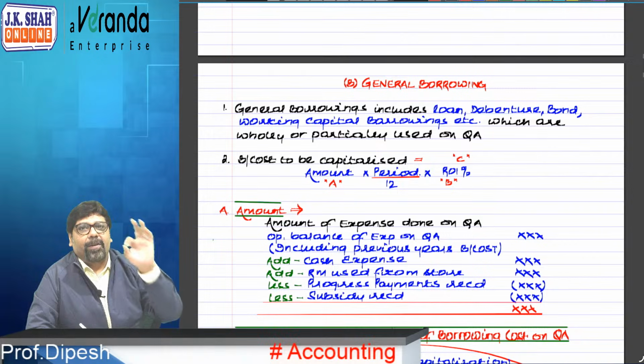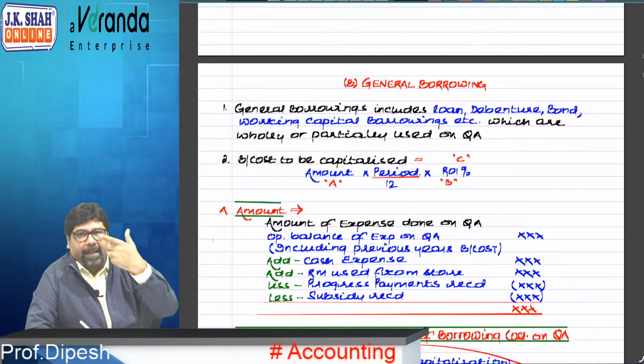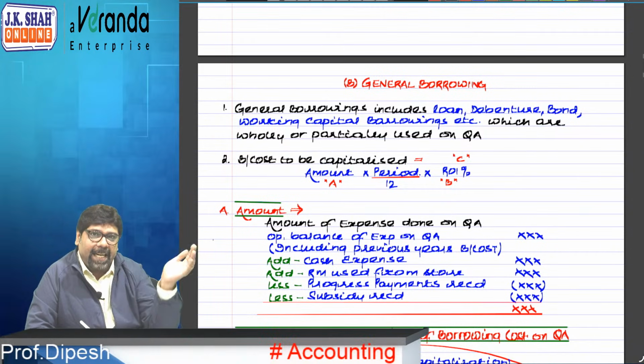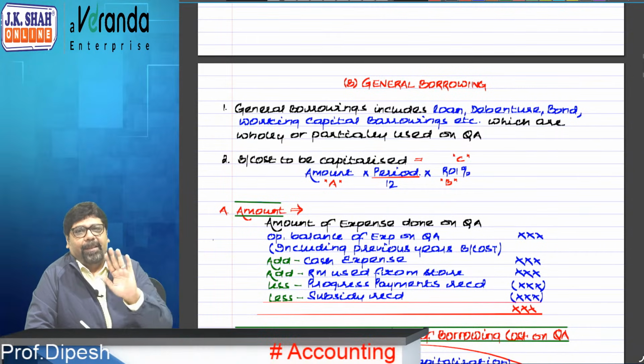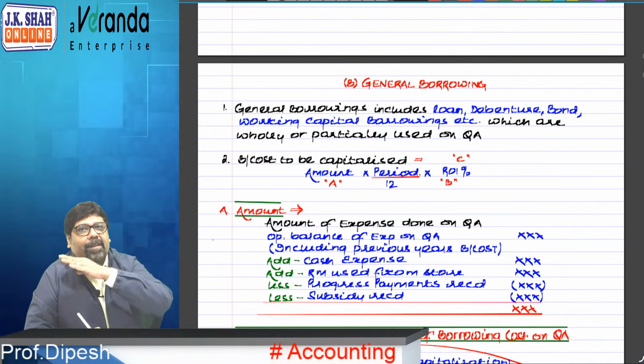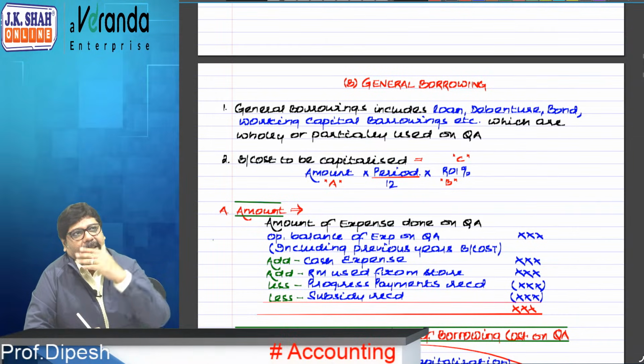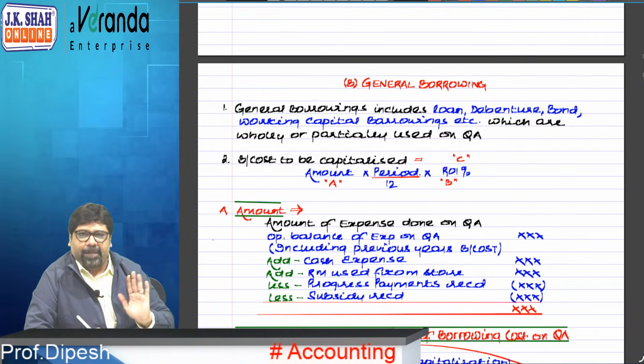Amount you have spent on qualifying asset. Period means start date, that is the later of date of loan taken, expenses incurred, active development started, whichever is later. End date, earlier of asset ready to use or loan repaid. Less suspension. The suspension period you will not capitalize if the work has stopped due to your negligence. You will continue to capitalize if work has stopped due to some external factors which are not within your control.